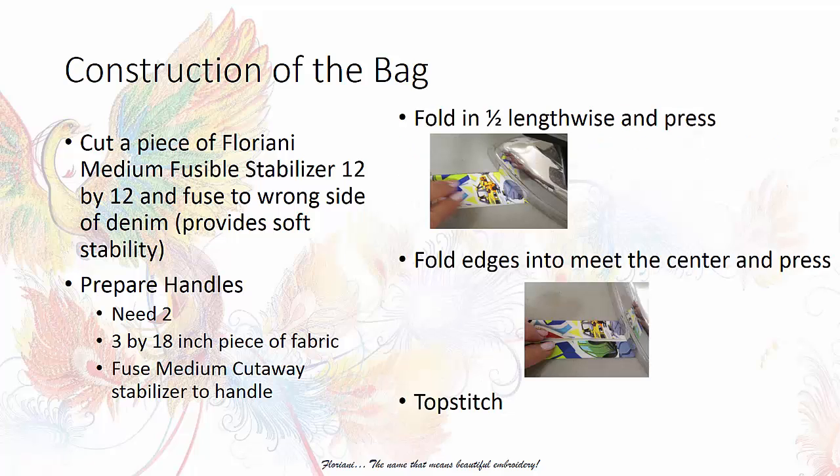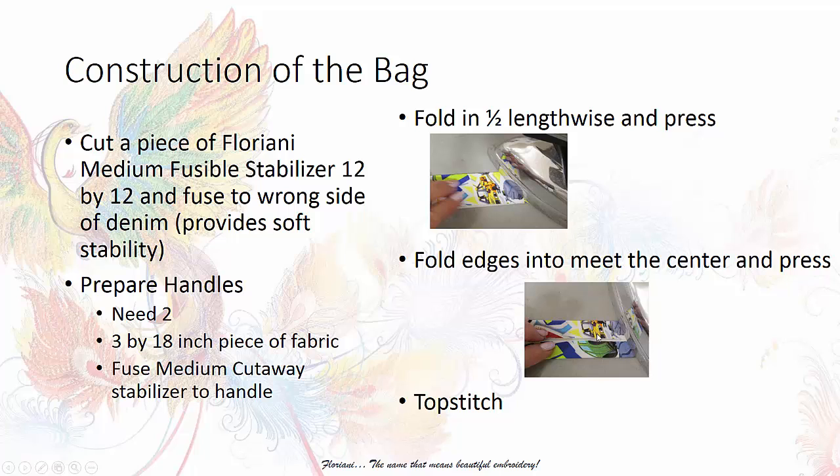To prepare the handles, you will need 2 of them. I cut my fabric that matches the pocket into an 18-inch strip. I cut 2 3-inch by 18-inch strips. I fused my medium cutaway stabilizer to the inside of the handle, that fabric. I folded it in half and I pressed it lengthwise.